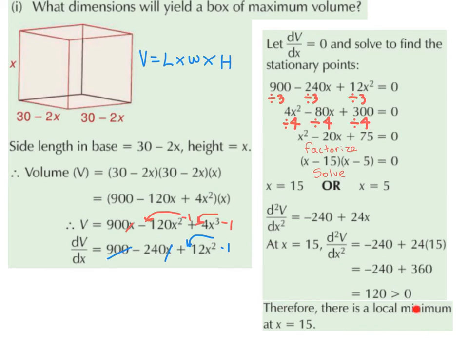Therefore, there is a local minimum at x is equal to 15, because we worked out 120 was greater than 0. If this had ended up to be less than 0, we would have had a local maximum at x is equal to 15. But since 120 is greater than 0, we have a local minimum at x is equal to 15. So now what we need to do is sub in the 5 in the same way.